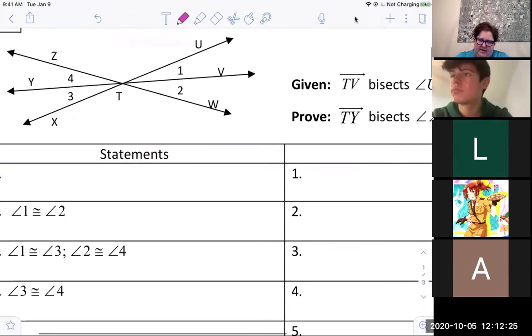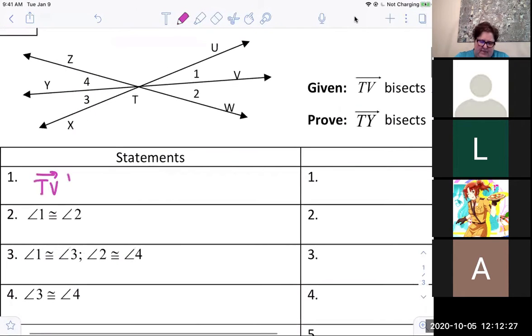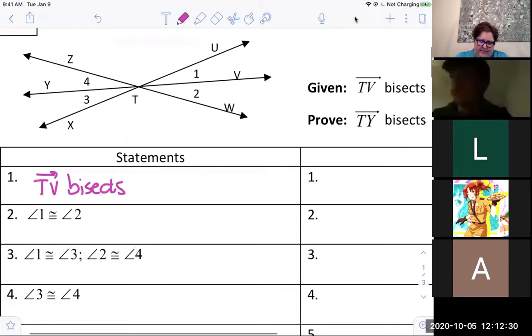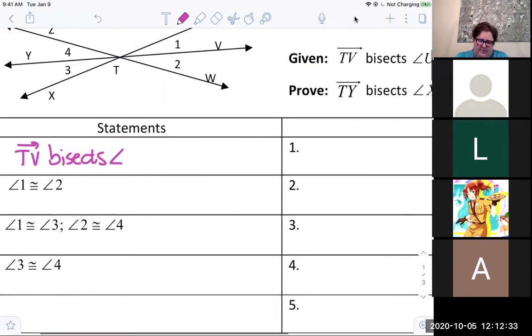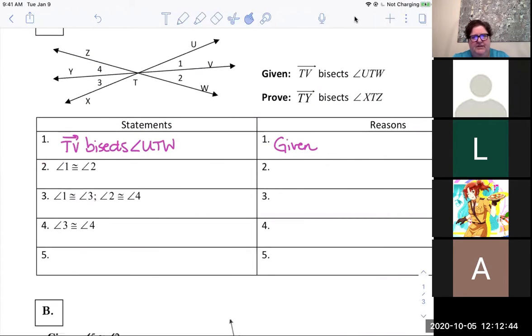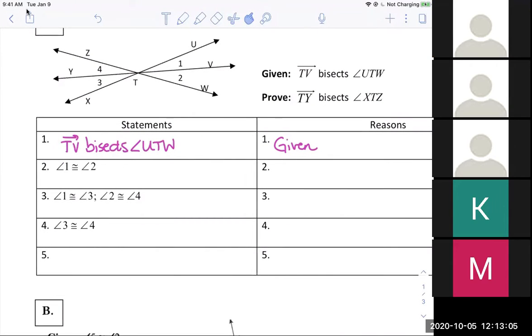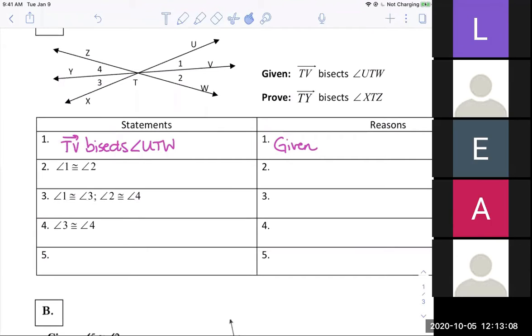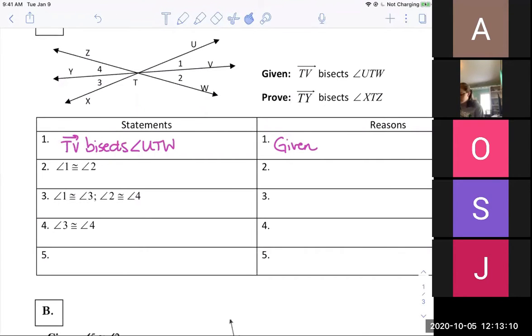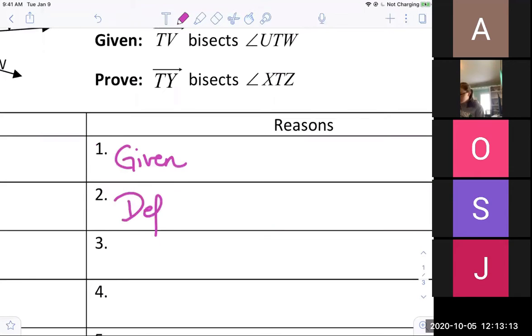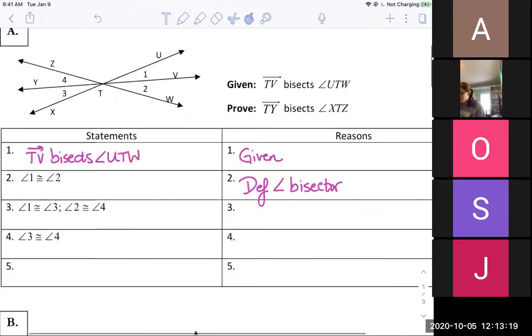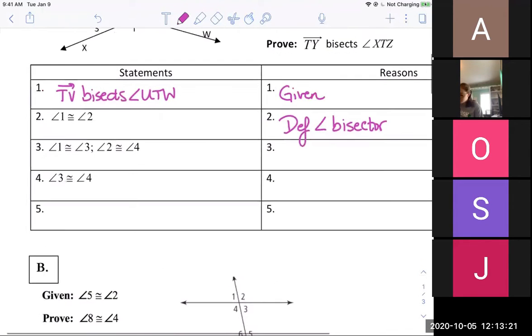So obviously the given is going to go in our first step there. Ray TV bisects angle UTW. That's given. Okay, how do you go from step 1 to step 2? It's the definition of an angle bisector. Because it's an angle bisector, that means the 2 angles are congruent. So it's the meaning of the word bisector or angle bisector. Okay, so we've used step 1 now to get to step 2.